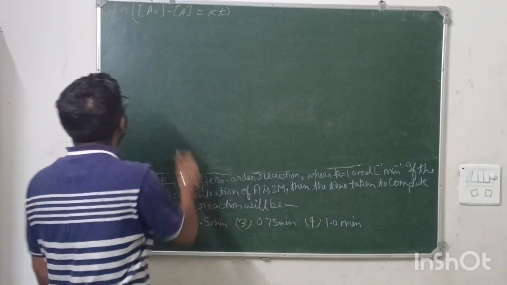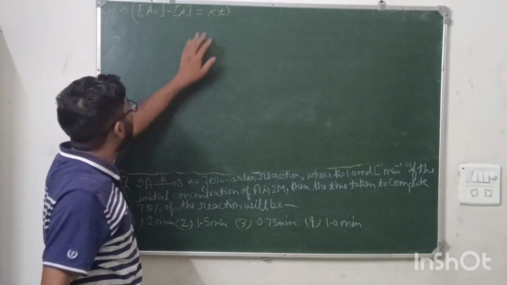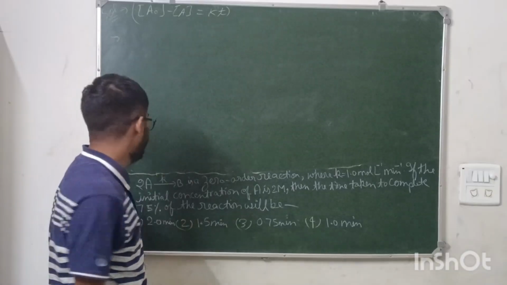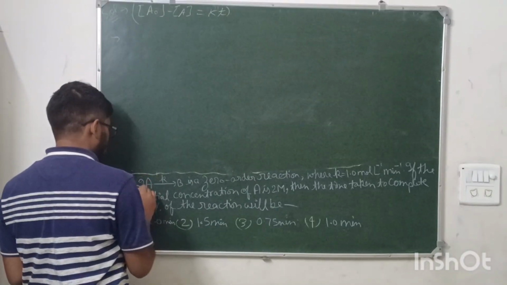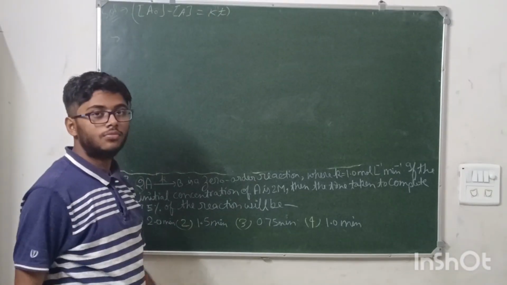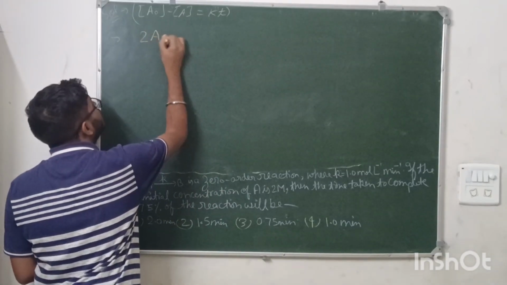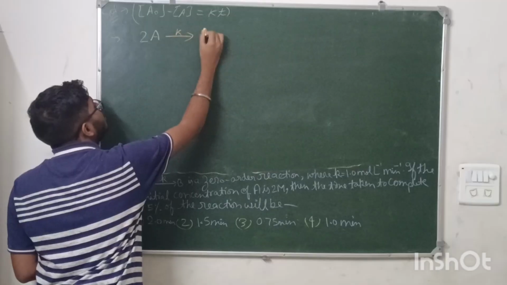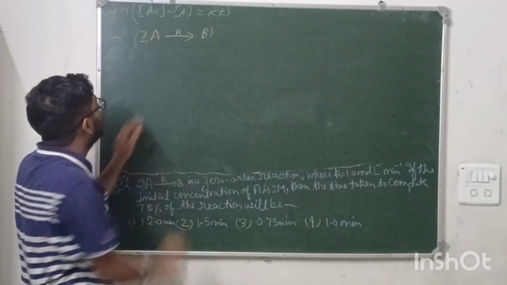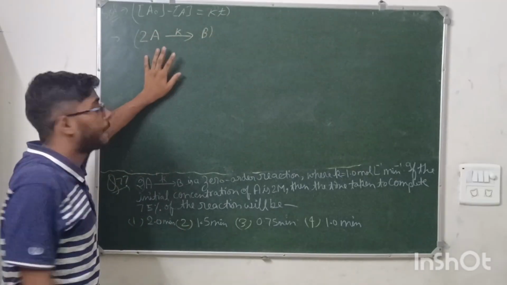If I derive this from here, K times T will not be there. Why? Because here the amount of A is 2. So we will be deriving here. If we write the general differential law for this reaction, if I write the general differential form, so there will be what?